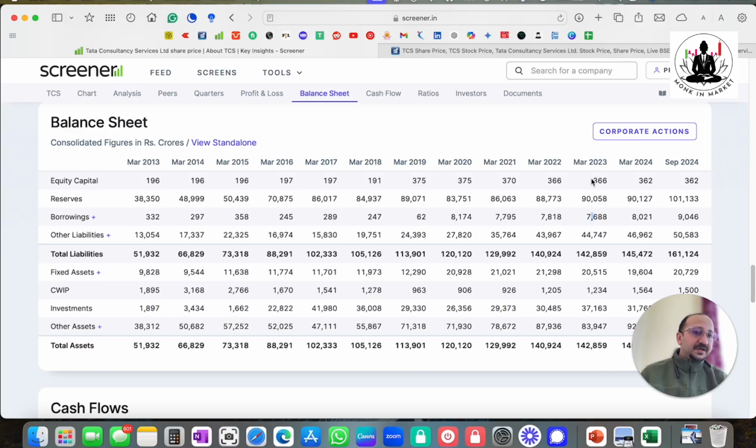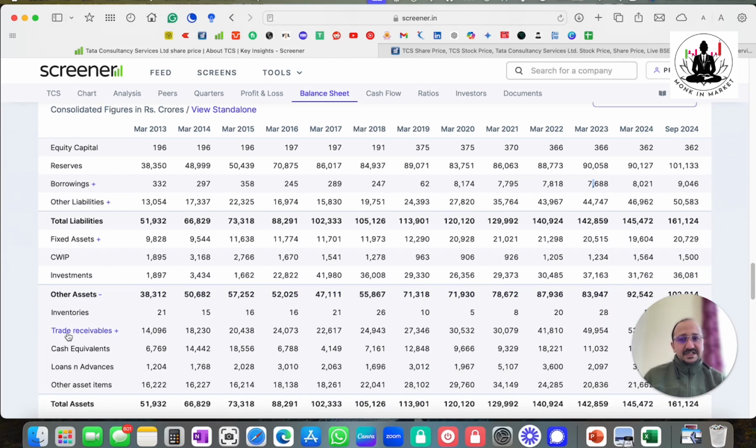Over here, 90,000 is the profit, reserves and surplus. 7,000 was the loan. So this is how we will be seeing, we will be relating current liability with current asset, equity with debt, right? And other liability with other assets. So this is how you'll get to know what is the condition of the company going on. Along with that, you can see the cash as well if you want to.